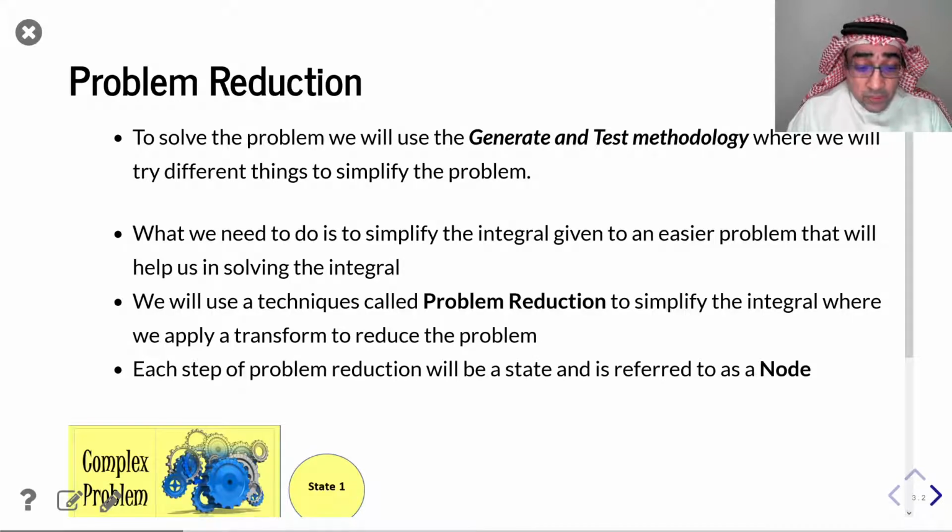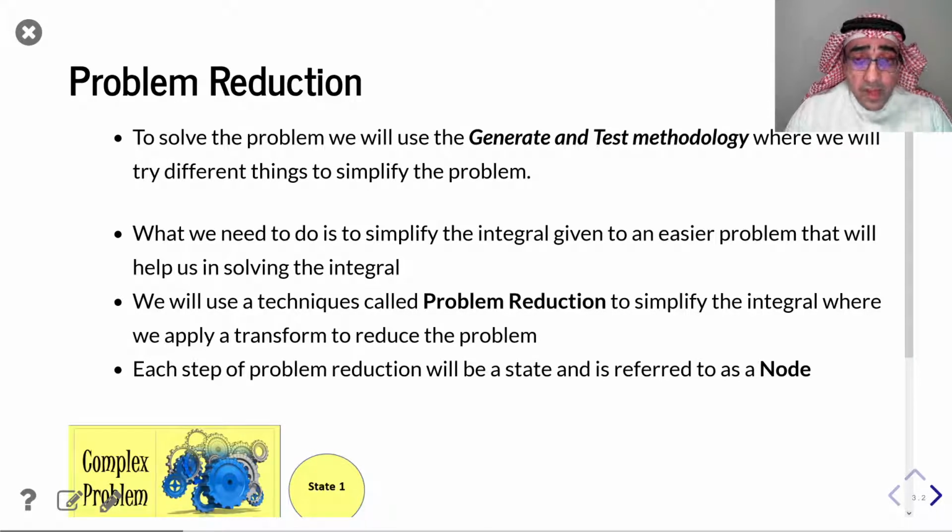So in problem reduction, we will be using the generate and test methodology. If you want to know more about the generate and test, please go down to the description below and you will find a link to my previous lecture in which I talk about the generate and test. You can view that over there and then come back to this video. So we're going to be using the generate and test methodology.